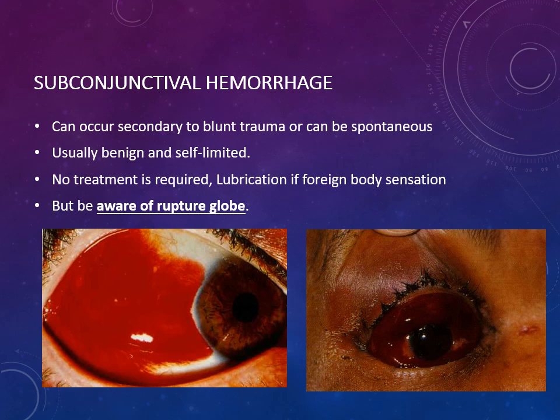Let's speak quickly about the possible complications of blunt injury. The subconjunctival hemorrhage is benign and self-limited, and can follow trivial trauma. Usually there is no treatment, but if it is extensive, such as in this picture, then we should be aware of the possibility of rupture globe. So if we have such a bullous subconjunctival hemorrhage after a blunt trauma, we should suspect the presence of rupture globe.